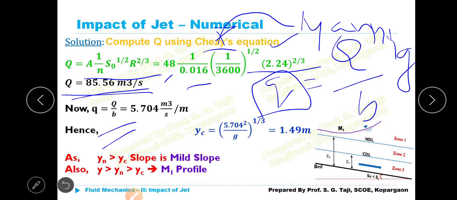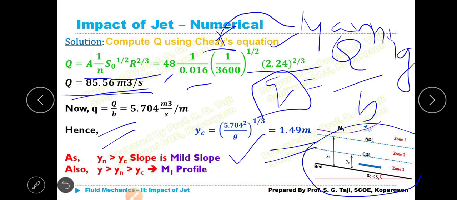Hence, Yc is equal to cube root of q squared divided by g. Substitute the value, you will get 1.49 meter. Now you compare all the values. Y we know, Yn we know, Yc just now we have calculated. From this we can observe, the figure is also written here, Yn is found to be greater than Yc, therefore slope must be mild slope.